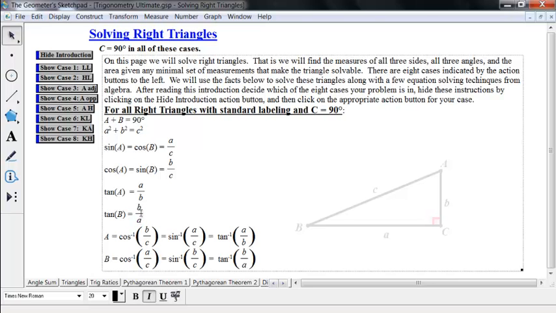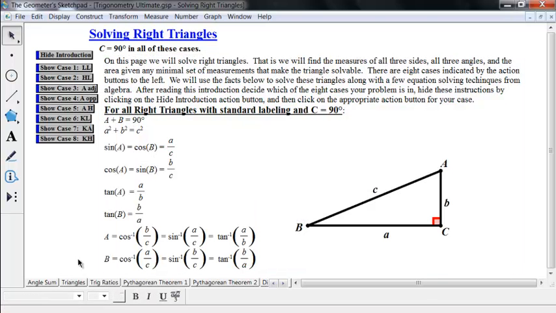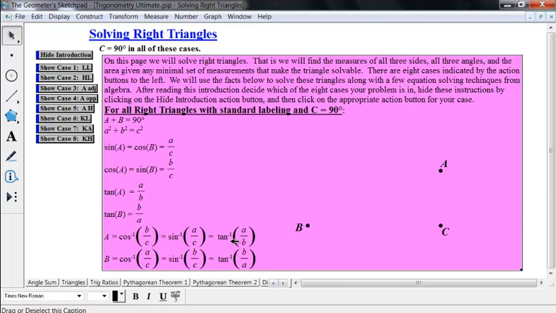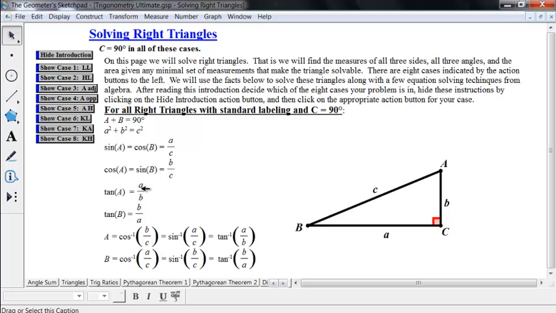So fix that typo. Since the cosine of angle A is B over C, to find angle A we could do the inverse cosine of B over C if we know B and C. On the other hand, if we know A and C, the sine of angle A is A over C, so the inverse sine of A over C is angle A. And if we know A and B, the tangent of angle A is A over B, so the inverse tangent of A over B is angle A.